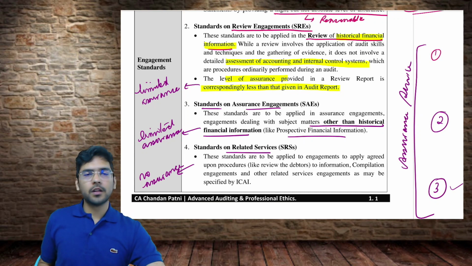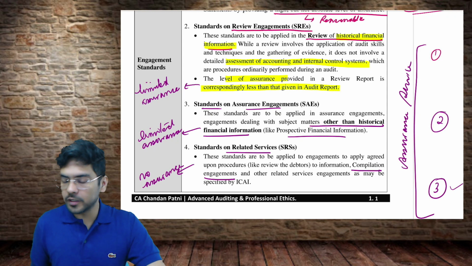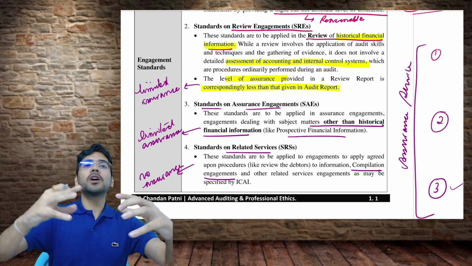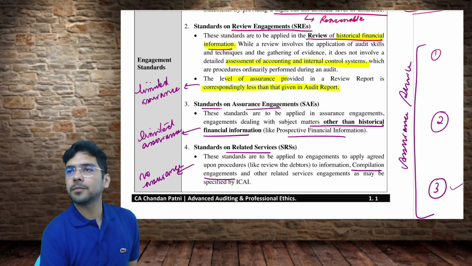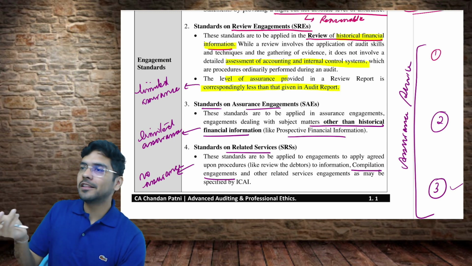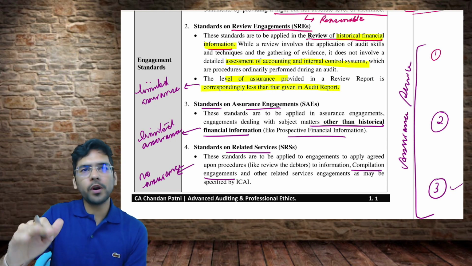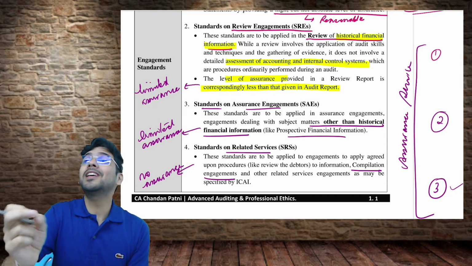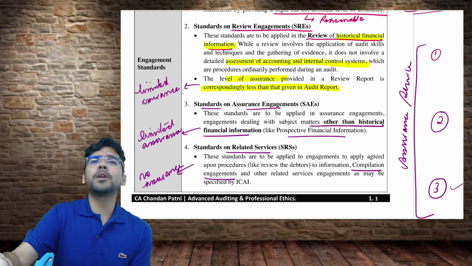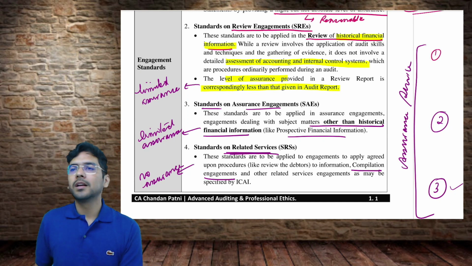Okay, but then here we have no assurance. So what could be the examples of the work? Let's say it says compilation engagements. Let's say you do the consolidation of the holding subsidiary. Then let's say the company has prepared its financial statements in Tally. They don't know how to convert it into Schedule 3 format. So they ask you to do it. Can you do it? Yes. But then you are not going to give any assurance on it. You do it on behalf of the management, you charge fees. So this will be covered under what?